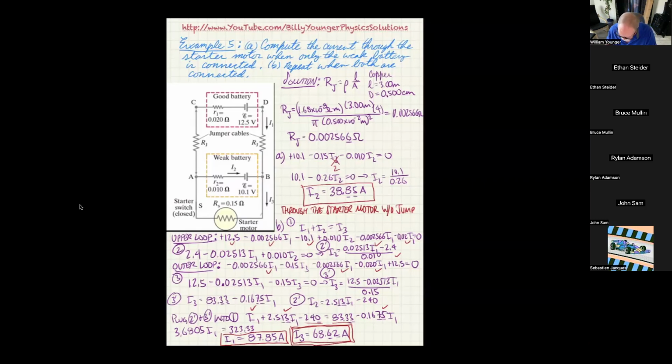2.513 times 87.85. And then I'm going to subtract from that 240. So I suspect that one might actually be negative, and it is negative 19.23. So that's what I2 turned out to be. Anybody have any questions on that one?